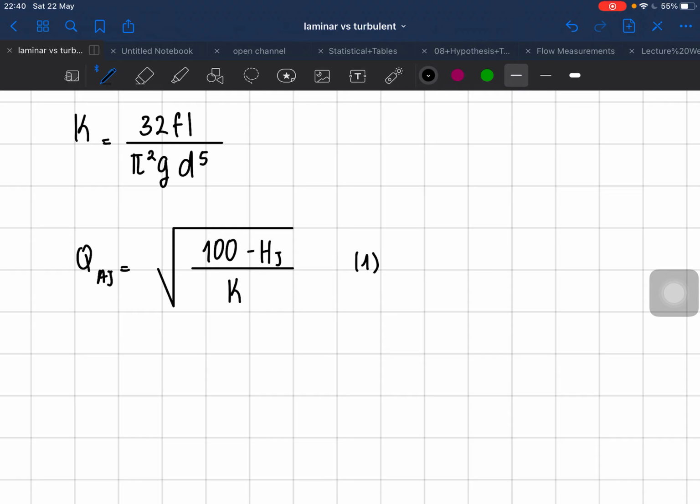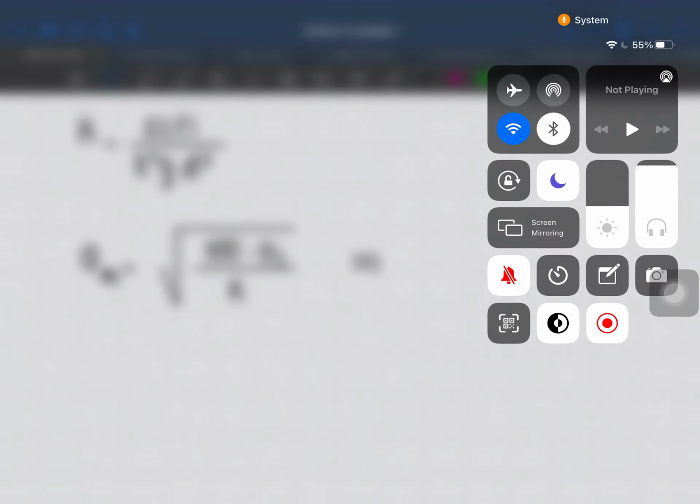Similarly, the Bernoulli equation can also apply between J and B. So for J and B, it's going to be the same equation: Hj equals Hb plus HfJB, and then we can continue and repeat it. We keep repeating all of these until we have all three equations.